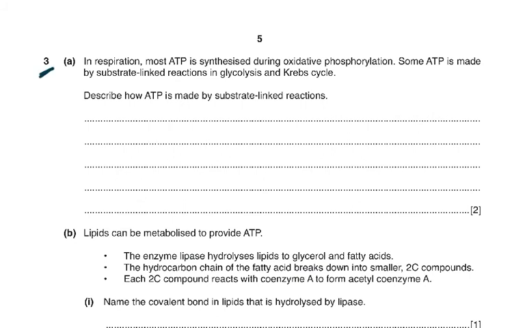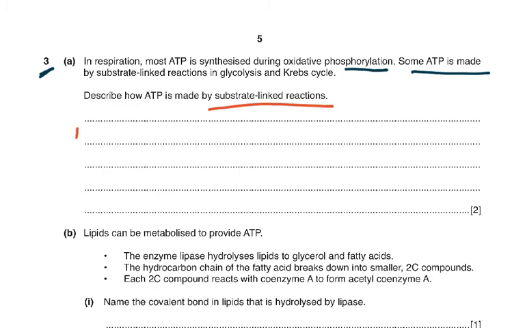Next is question 3. In respiration, most ATP is synthesized during oxidative phosphorylation. Some ATP is made by substrate-linked reactions in glycolysis and Krebs cycle. Describe how ATP is made by substrate-level phosphorylation.